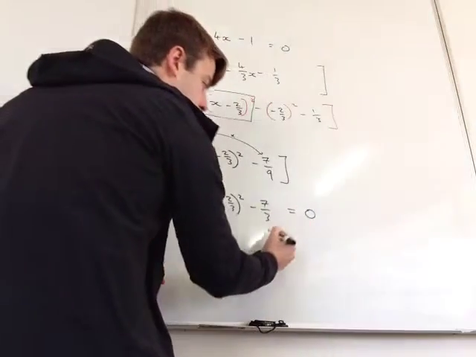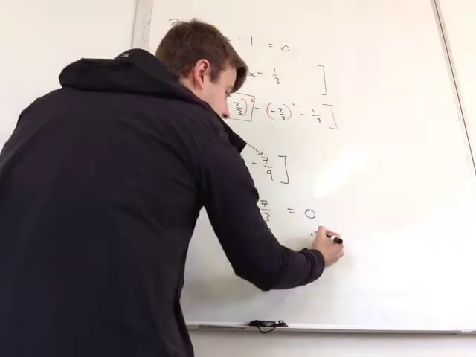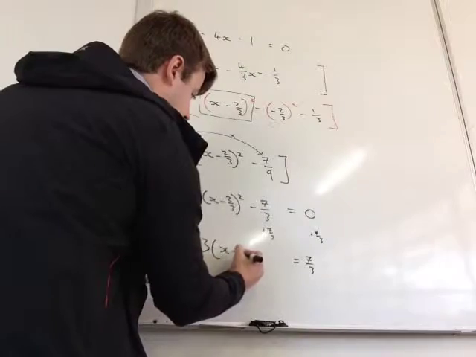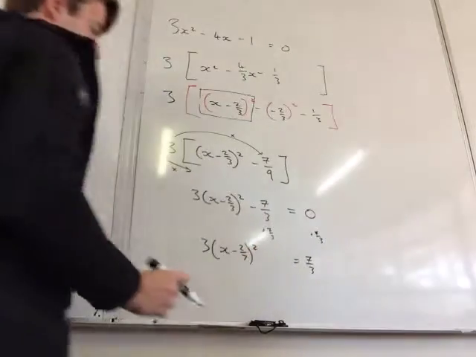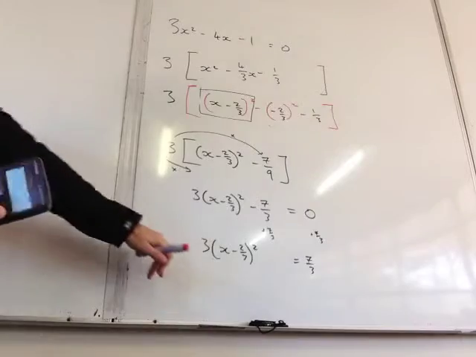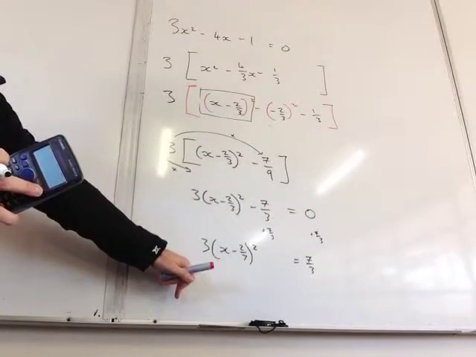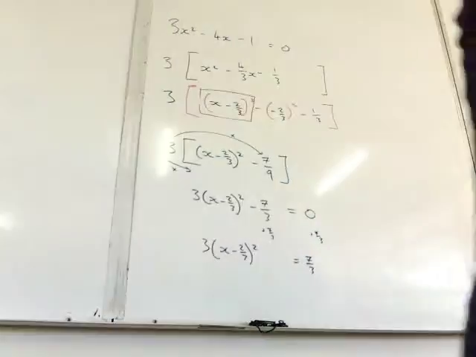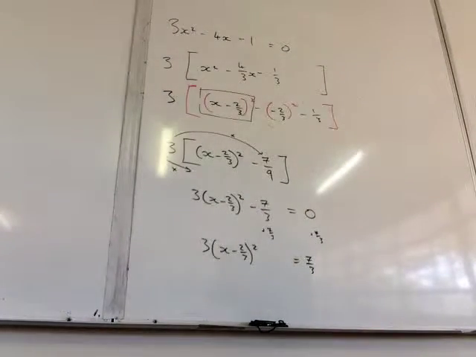Start the same way. Add 7/3 to both sides. That gives me 3 lots of (x minus 2/3) squared equals 7/3. Now, I've got a choice here. Do I square root first, or do I divide by 3? Let me just check this one moment. Equals 7 over 9. Yeah, just divide by 3, so then you got 7 over 9, and then you can work from there.